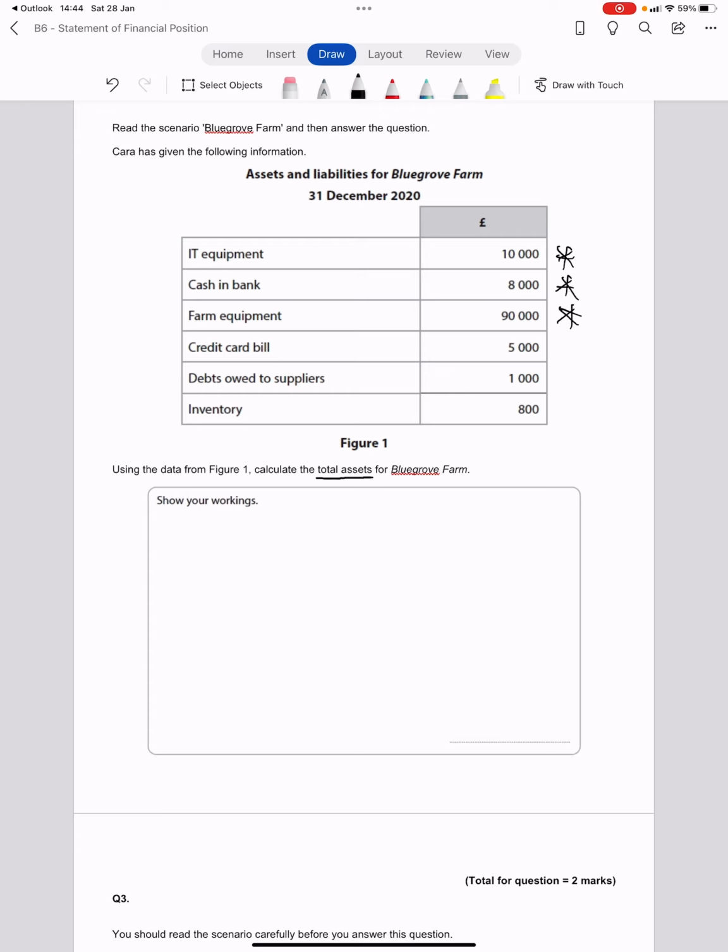Now this one, credit card bill, we can ignore because it's a liability. Debts owed to suppliers, we can ignore because it's a liability. And inventory, again, that's an asset because that's something we can sell for money, okay? So we've got £100,000 of fixed assets, which is our IT equipment and our farm equipment. And we've got £10,000 and £90,000 in that.